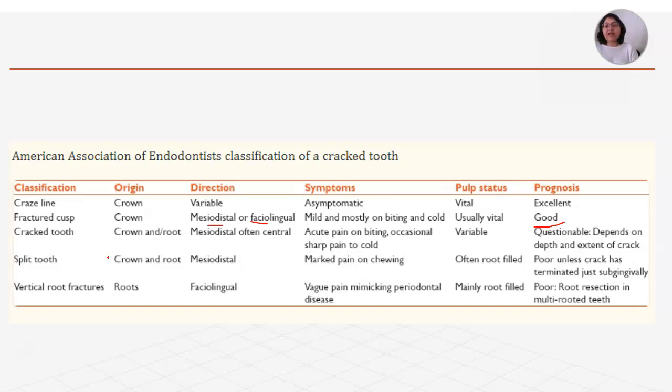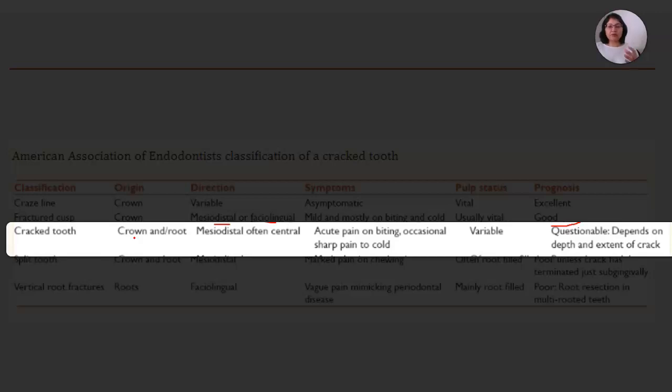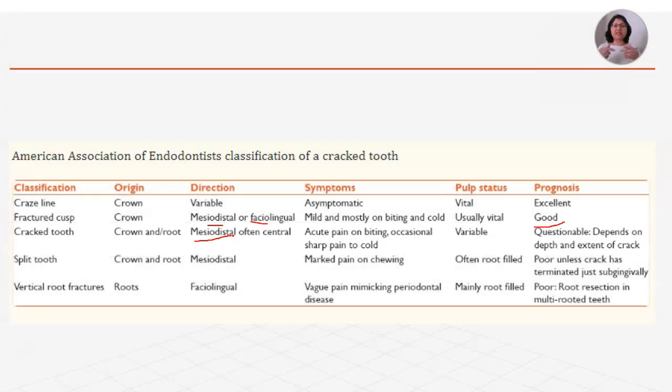Cracked tooth. Like we said, a cracked tooth goes through the crown and the root. Mesiodistal, often central. Just like we said, maxillary premolars and mandibular molars, you would see these. So these extend mesiodistally, with very acute pain on biting, occasional sharp pain to cold. Pulp status could be variable depending on when the patient is presenting to you. Questionable prognosis, because it depends on the depth and the extent of the crack. And a cracked tooth is again difficult to diagnose. I think what becomes really difficult is deciding whether it is a cracked tooth or a vertical root fracture, and in between comes a split tooth.